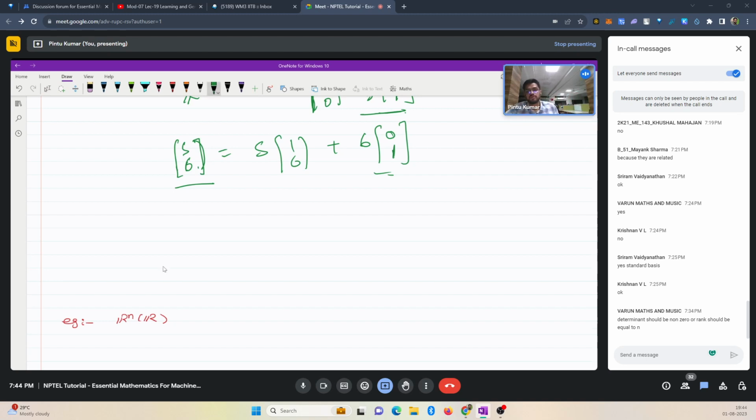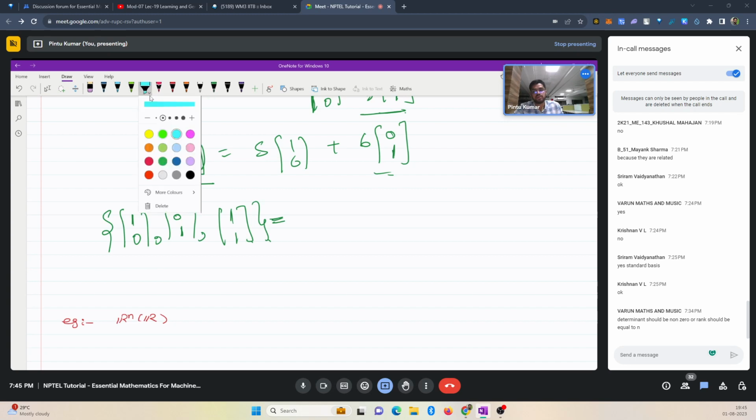Let's say you had the set 1 comma 0, 0 comma 1, and let's say you also had 1 comma 1. Now if you look at this particular set, you can still generate all elements of R2 using these three elements, right? But if you can generate all the elements of R2 just using these two elements, then why do we need the third element? So we are looking for the smallest possible set which can generate all the elements.